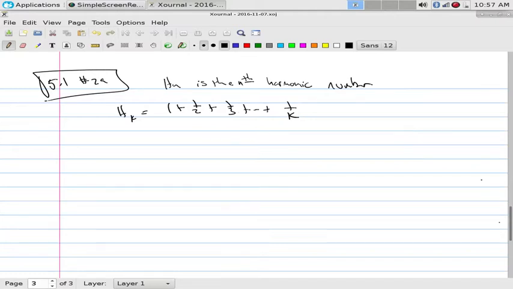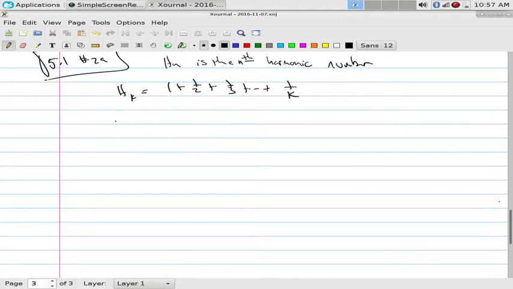Now, when we have this harmonic number, one of the things that they want to ask for 29 is that H of 2 to the n is always less than or equal to 1 plus n, where n is a non-negative integer. So what we're really saying is that 1 plus 1 half plus 1 third plus 1 fourth plus, and we keep on going to 1 over 2 to the n, must be less than or equal to 1 plus n.